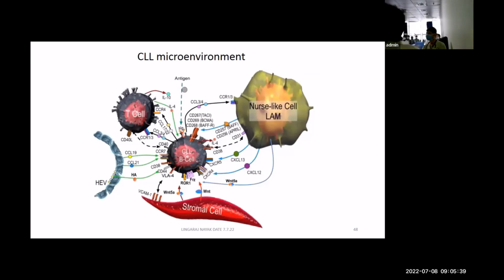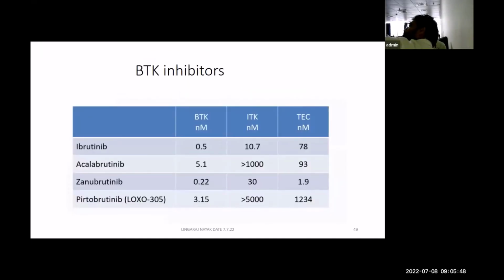And the microenvironment, as I discussed previously, plays a significant role in CLL pathogenesis. I'm not going into details now. Typically you have 4 BTK inhibitors: ibrutinib, acalabrutinib, zanubrutinib, and pirtobrutinib. Look at the basic difference between BTK, ITK, and TEC; these are all tyrosine kinases. What we are interested in is BTK, right? ITK is interleukin-2 inducible T-cell kinase, and TEC is a tyrosine kinase expressed in hepatocellular carcinoma, that's how the name is.